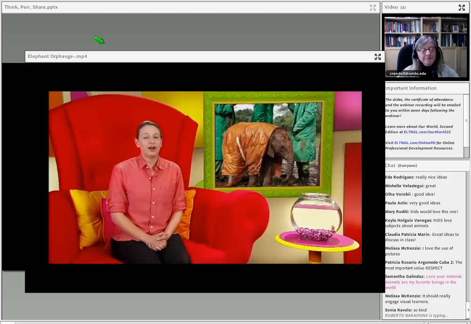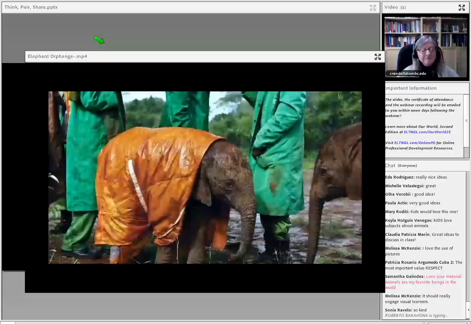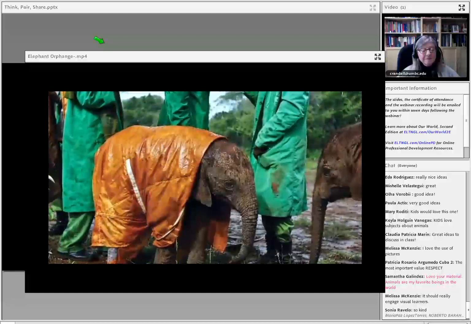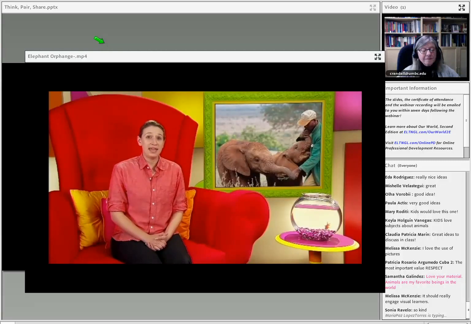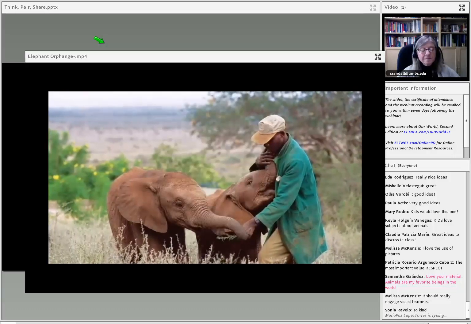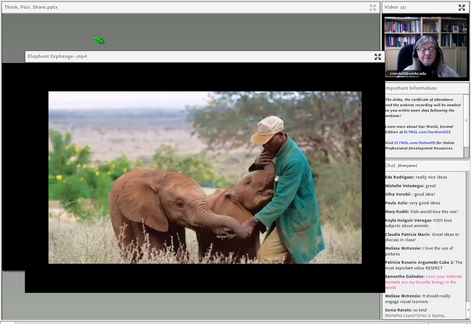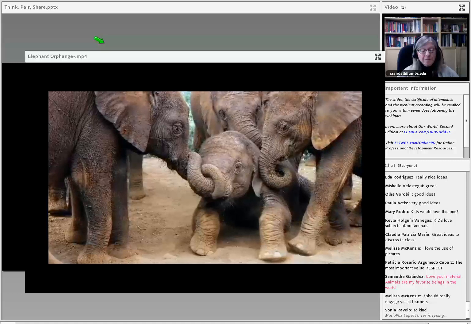Elephants in Africa are in trouble. People are taking over the elephants' land. There is often not enough water for the elephants. Hunters kill many elephants. Because of these problems, many baby elephants lose their families and become orphans. But at a special place in Kenya, the David Sheldrick Wildlife Trust, people help, protect, and take care of orphan elephants. When baby elephants arrive at the orphanage, they are usually scared.